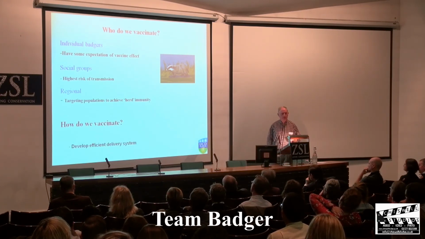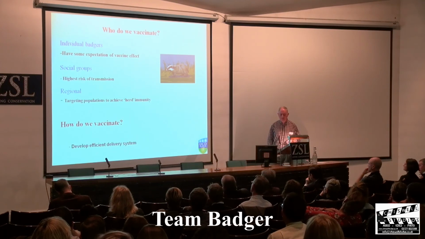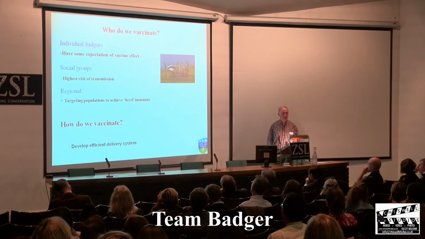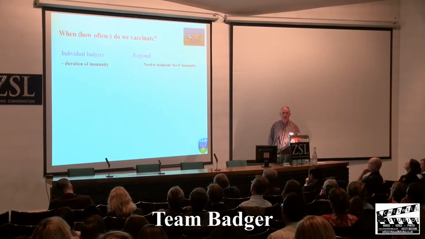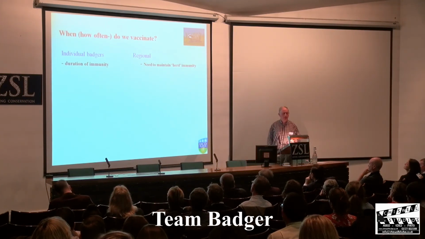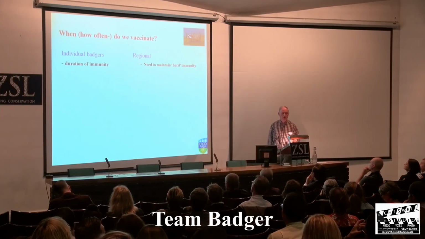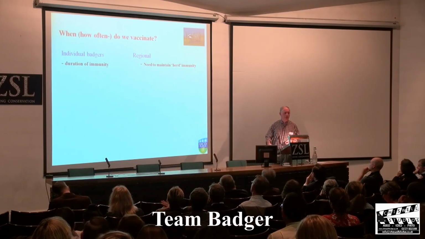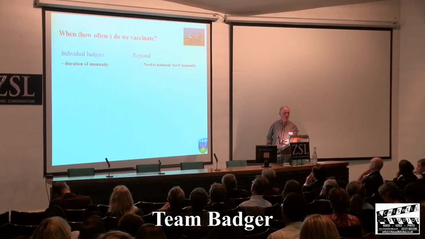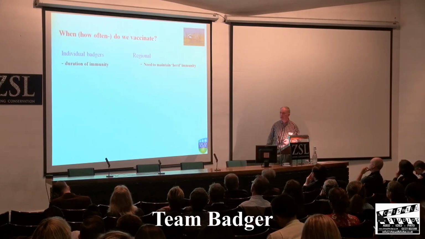How do we vaccinate? Well, Mark pointed out we need to develop an efficient delivery system. The target is maybe 70 to 80% of the population. How often do we vaccinate? Well, for individual badgers, it depends on the duration of immunity. We don't know yet, but we might guess that it's maybe 1 to 2 years for an individual badger. But at a regional level, it doesn't really matter about the individual protection. What we want is to maintain this herd immunity, the high proportion of the population that's protected. So that's the most important thing.